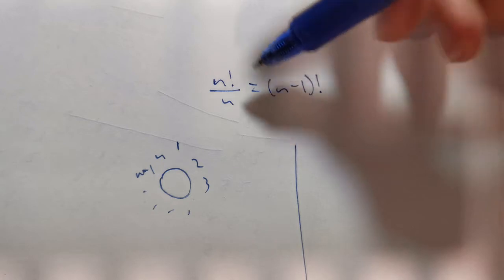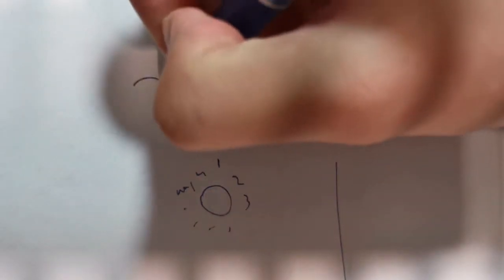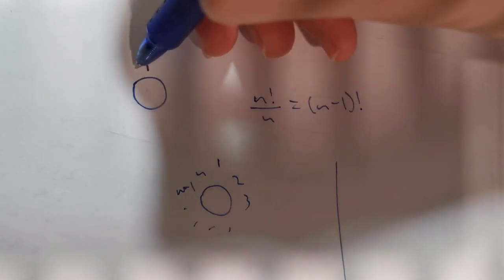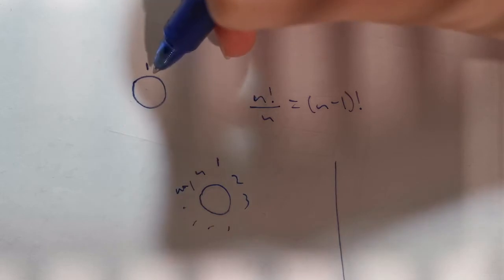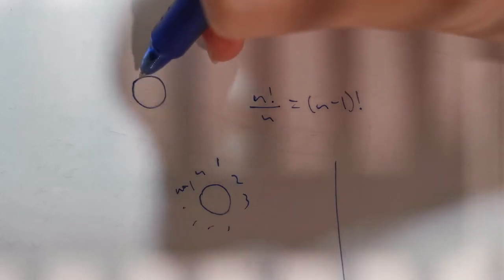Or another way you can see it is, let's say person number 1 is here at the top of the table. You fix person number 1 here, then there will be n minus 1 factorial ways to arrange the rest of the n people around the table.